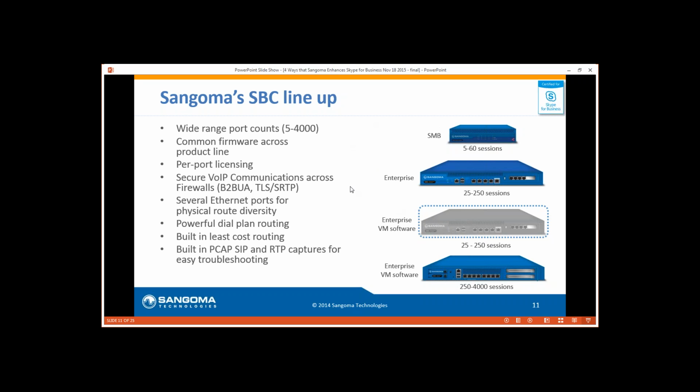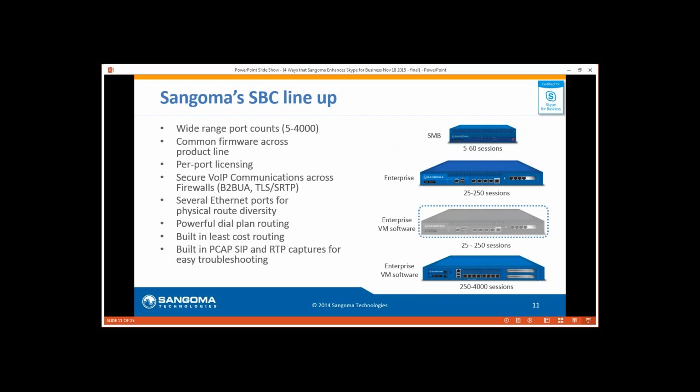Okay, so there's a bunch of features. What's nice with these SBCs is they run the exact same firmware. So any product you may start with, if you start with a small machine and then move to a bigger machine, any of your technical staff will be familiar.